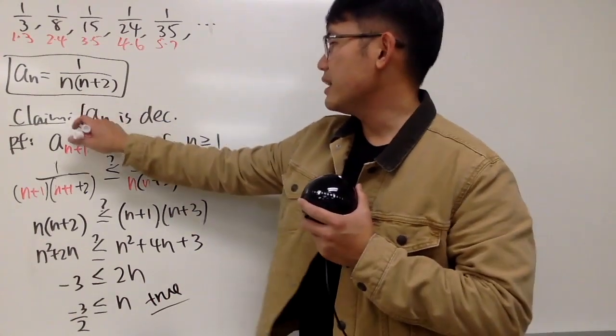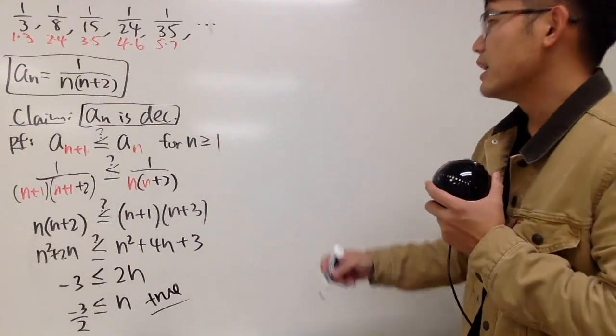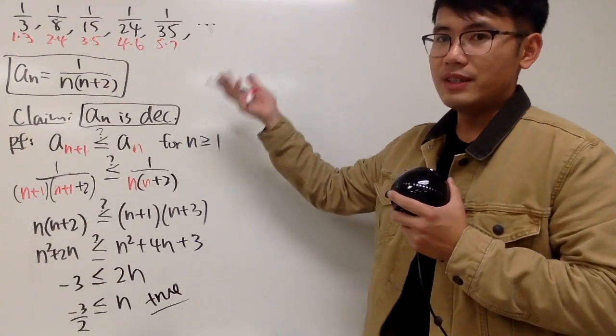So that means a_n is decreasing. You can just do some algebra like this. So that's it. Now, we'll see if this converges or not.